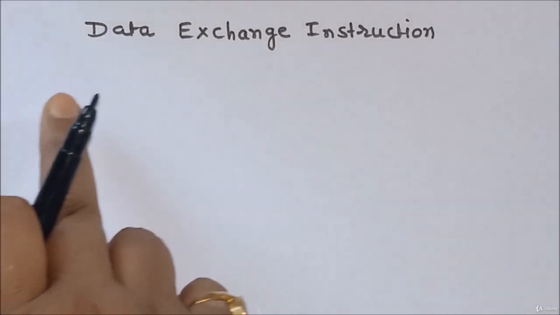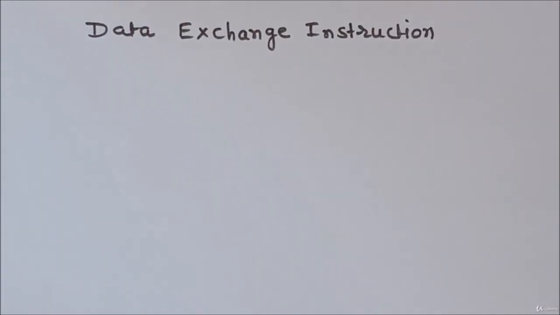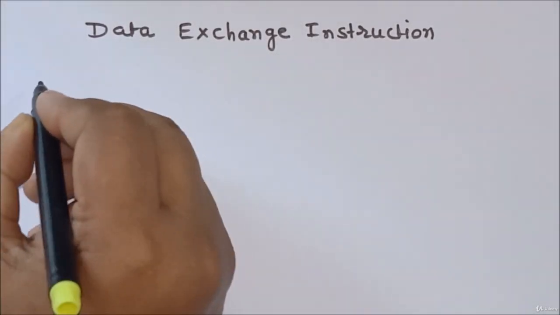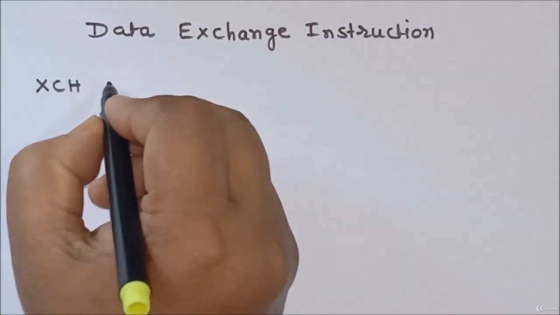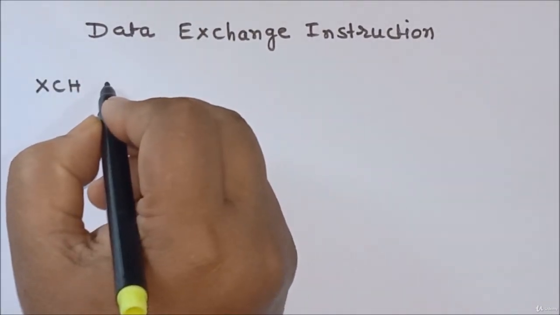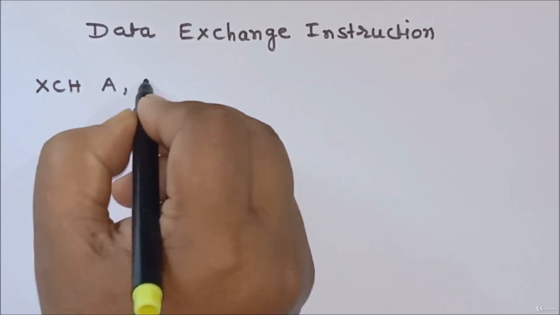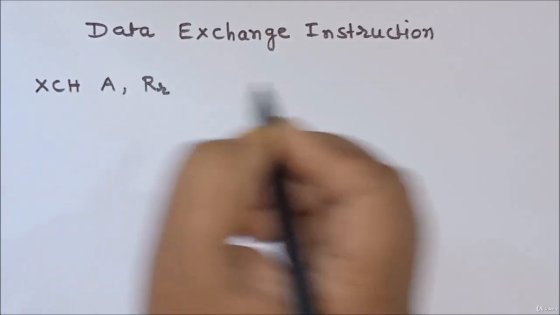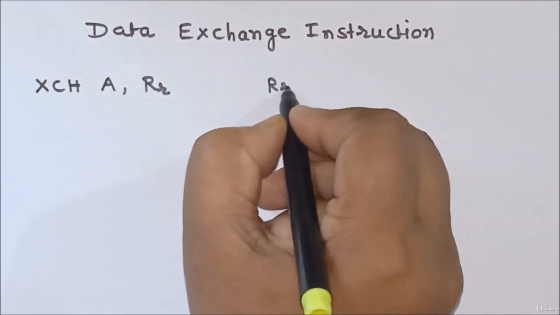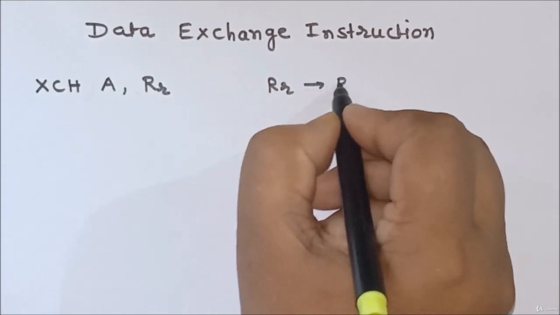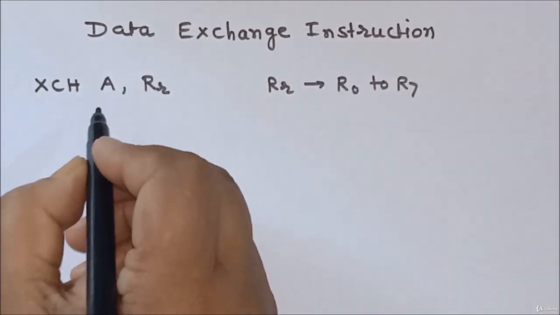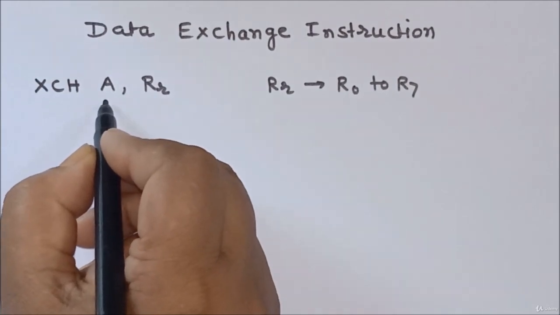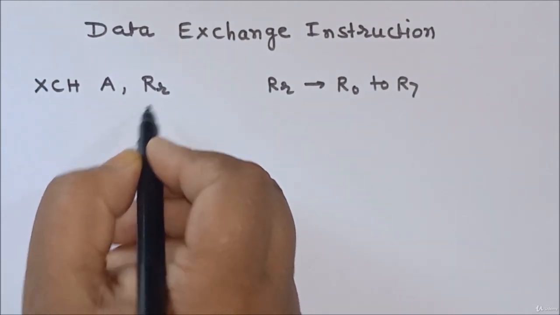The next data transfer instructions are data exchange instructions. The mnemonic for the data exchange instruction is XCH, and in register addressing mode we can write it as XCH A, Rn, where Rn can be any register R0 to R7. So it will exchange data between the accumulator and this register.